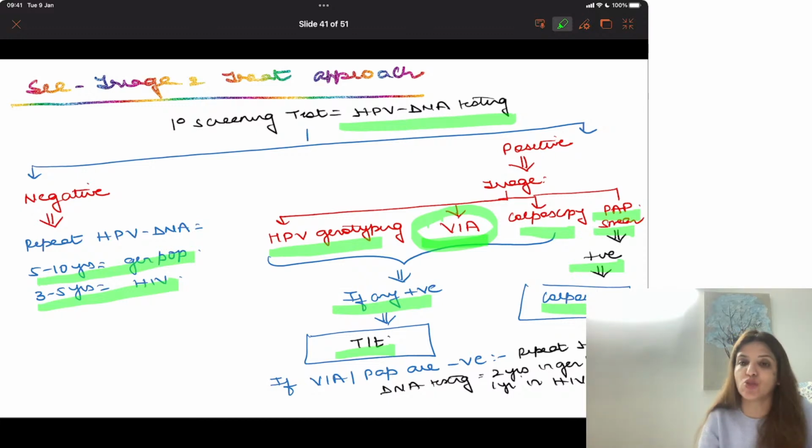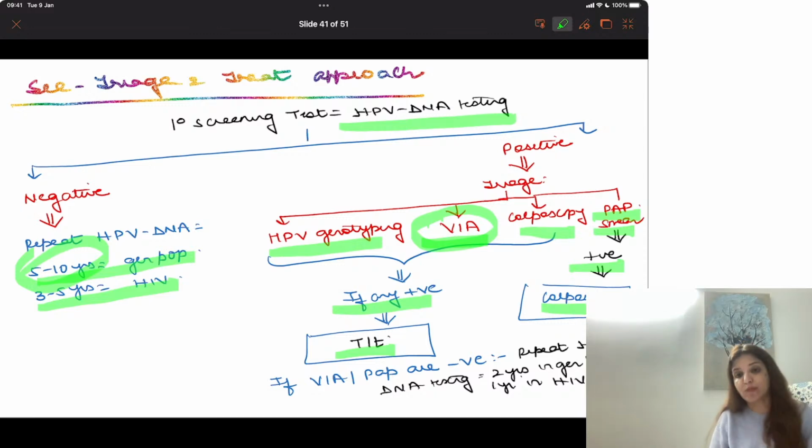So according to WHO, for the see, triage and treat approach, the first test you do is HPV DNA testing. If it comes out to be positive, you do a second test. The one which is recommended is VIA. But you may do colposcopy, pap smear, or HPV genotyping. Now, if VIA also comes out to be positive, then you do the treatment. Now, suppose the primary screening test was negative, and they ask you after how many years you are going to repeat HPV DNA testing. Then according to WHO, in the general population you have to repeat it after every 5 to 10 years. In HIV positive you have to repeat every 3 to 5 years.